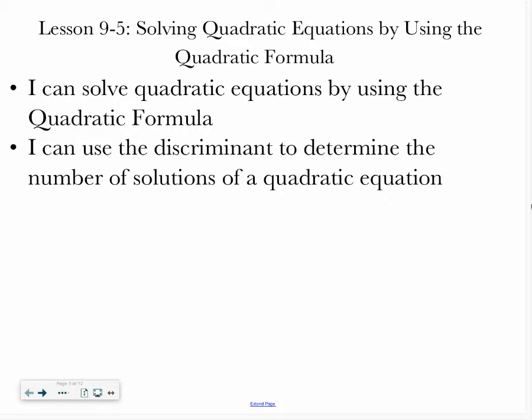Hi class, welcome to lesson 9.5, which is all about solving quadratic equations by using the quadratic formula. By the end of this lesson, you should be able to solve quadratic equations using the quadratic formula, and you should be able to use the discriminant to determine the number of solutions to a quadratic equation.